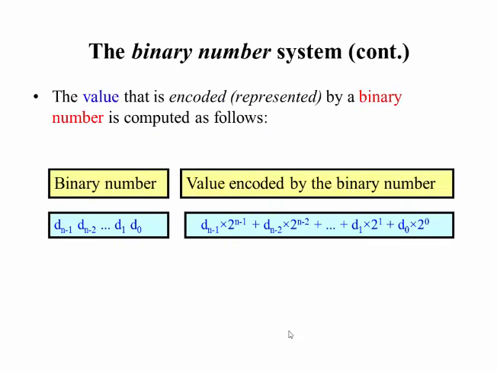The value that is encoded, represented, by a binary number is computed as follows. Our binary number is D(n-1), D(n-2), and so on, down to D1, D0. The value coded by a binary number is D(n-1) multiplied by 2 to the power of n minus 1, plus D(n-2) multiplied by 2 to the power of n minus 2, etc., down to the last digits.